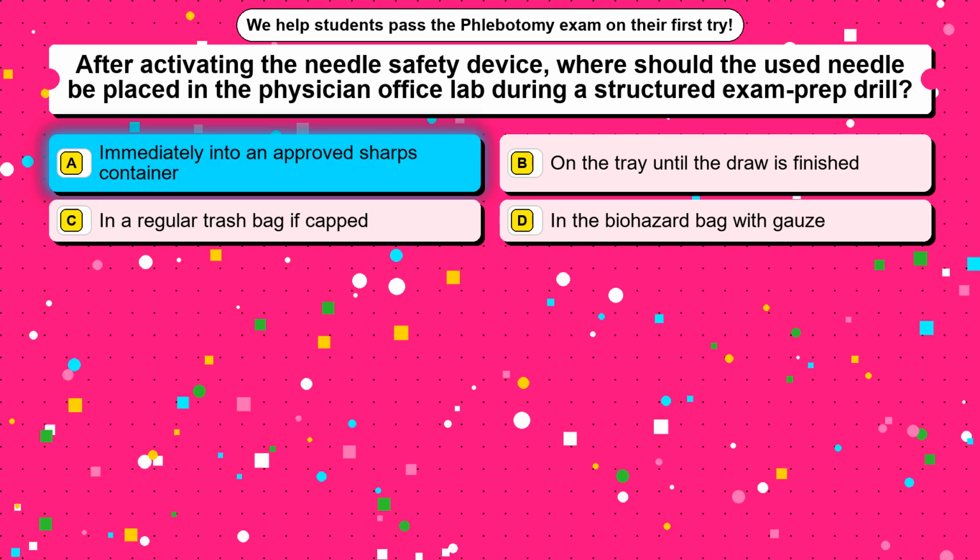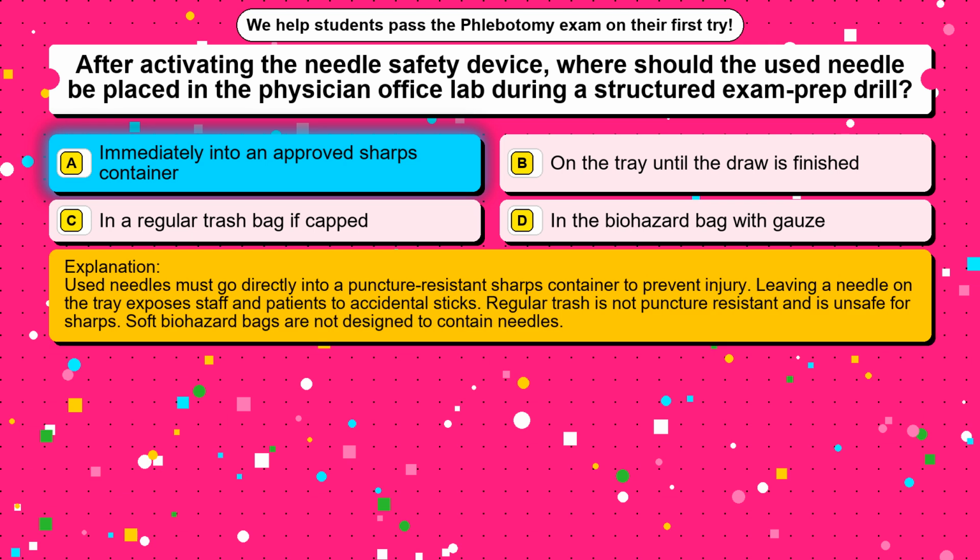The correct answer is option A. Immediately into an approved sharps container. Used needles must go directly into a puncture-resistant sharps container to prevent injury. Leaving a needle on the tray exposes staff and patients to accidental sticks. Regular trash is not puncture-resistant and is unsafe for sharps. Soft biohazard bags are not designed to contain needles.